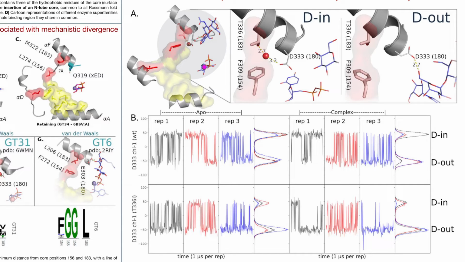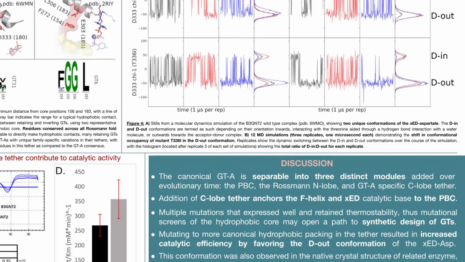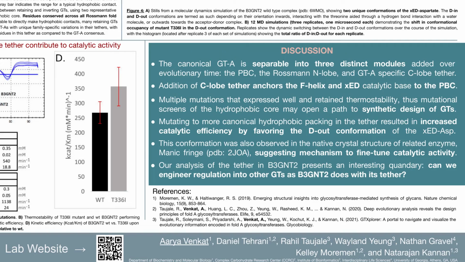In summary, we're talking about the canonical GTA, which we can separate into three distinct modules: the PBC, the Rossmann N-lobe, and the GTA-specific C-lobe tether. The addition of the C-lobe tether anchors the F helix and XED catalytic base to the PBC. Multiple mutations that we made on this tether expressed well and retained thermostability. So it's possible that this might actually open up a path to synthetic design of GTs. And finally, the evolution of a threonine suggests a possible mechanism to fine-tune this catalytic activity.